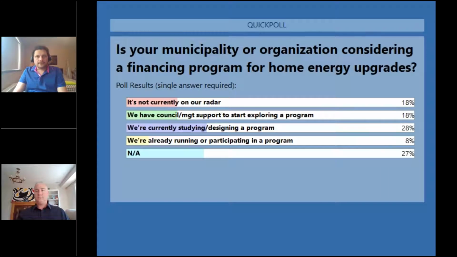All right, so it looks like 18% have said that it's not currently on their radar. Some of you are a little bit further along. You have council support to start exploring a program or are currently designing a program. 8% of you are already running or participating in a program, which is very interesting. And 27%, so about a third of you, chose the not applicable option.